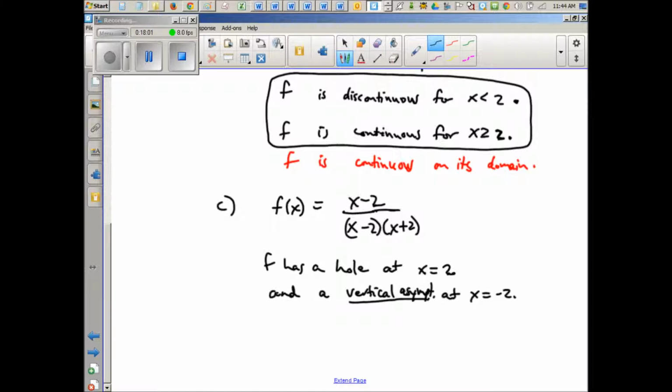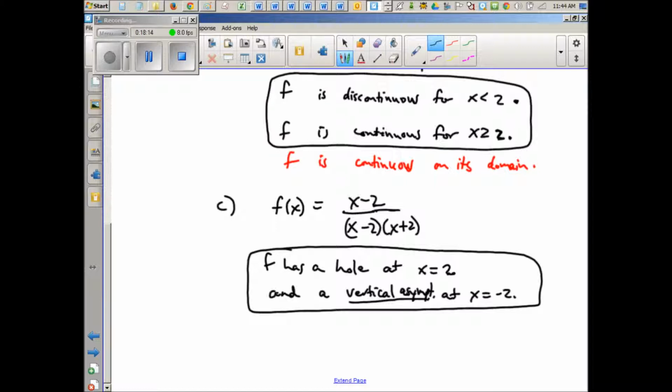So does it have discontinuities? 2 of them. A hole, and a more serious one, a vertical asymptote. Did I answer the question? Did I find the discontinuities? I did. I did even better than that. I classified them. Found and classified. What does that mean?